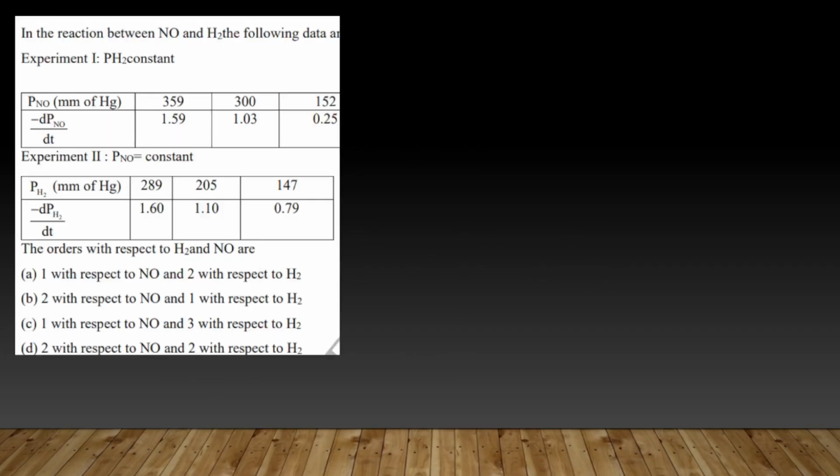Right. Next one is this question. In a reaction between NO and H2, the following data is obtained. The first experiment was carried out where the hydrogen pressure was kept constant, and in the second experiment the pressure of the NO was kept constant. When more than one reactant is involved, to find the order with respect to one of them, you have to keep the concentration of the other constant. So this method is called the ratio variation method.